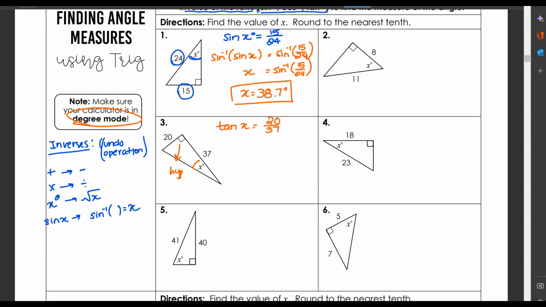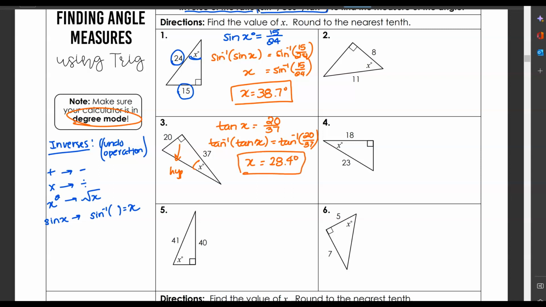Again, I'm going to apply tangent inverse to both sides of the function. Notice that tangent inverse of tangent undoes the function, so I get x. And so I'm left with tangent inverse of 20 over 37, which gives me, again making sure your calculator's in degree mode, 28.4 degrees.